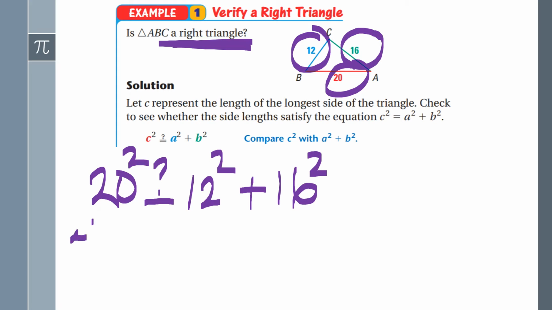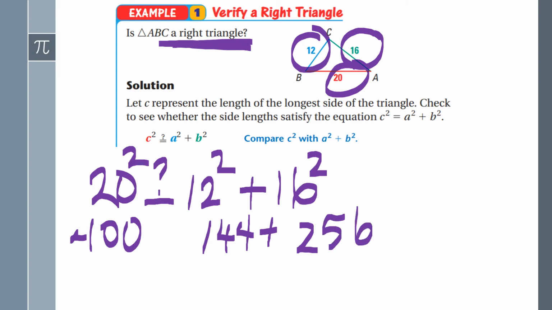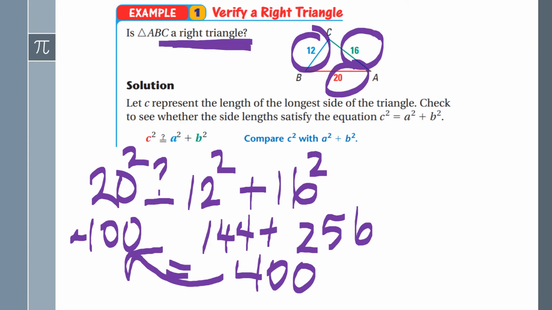20 squared is 400. 12 squared is 144. I'm going to add that to 16 squared, which is 256. 144 plus 256 is 400. And since 400 is the same as the other side, they're equal, so this is a right triangle.